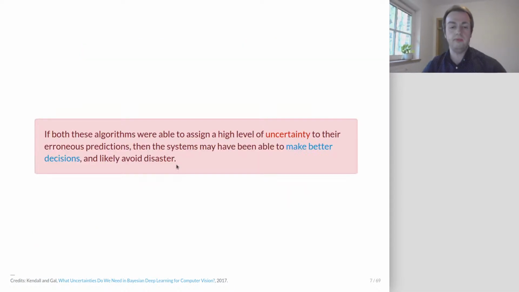And so one of the reasons I'm talking about uncertainty is that if both these algorithms were able to assign a high level of uncertainty to their erroneous predictions, then maybe the system would have been able to make better decisions and likely avoid disaster.